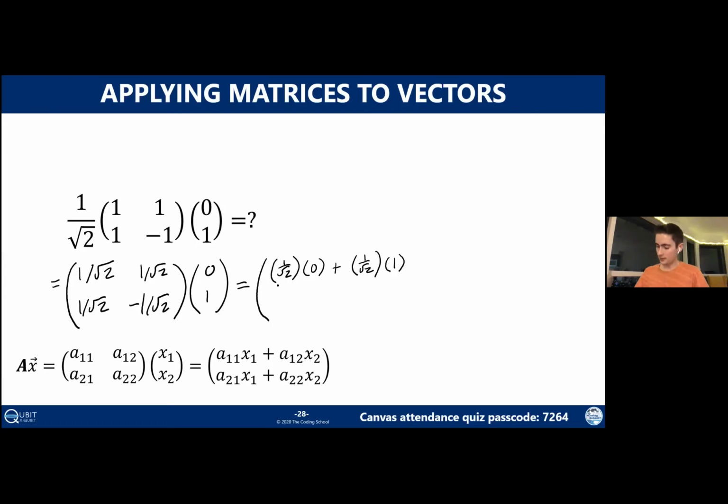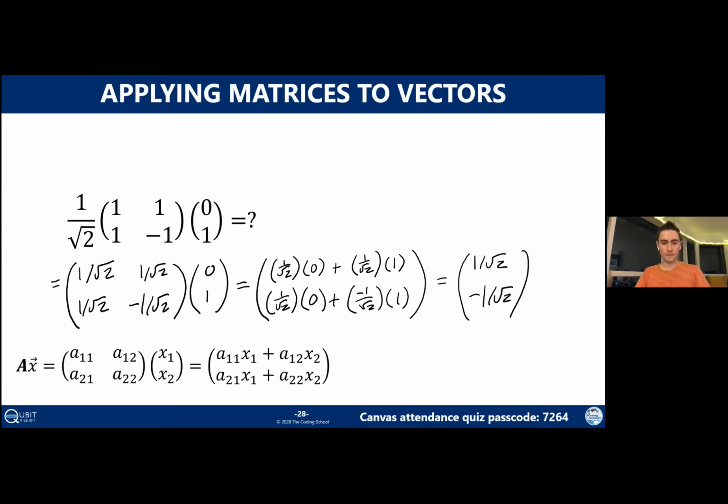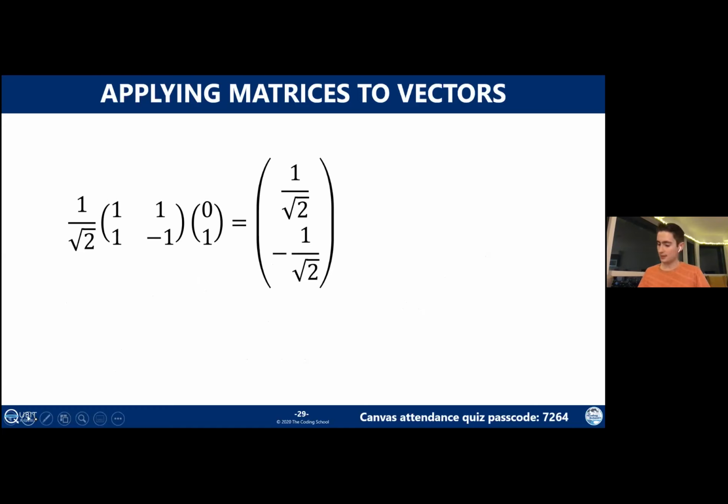So far, so good. Down here, A21 is the lower left element, so that's 1 over root 2, times the first element, which is 0, plus minus 1 over root 2, times the second element, which is 1. Now, if you go ahead and work all of that out, you should get 1 over root 2 and minus 1 over root 2. Okay, so I'm going to go to the next slide just to confirm this answer. And indeed, that is what we got.